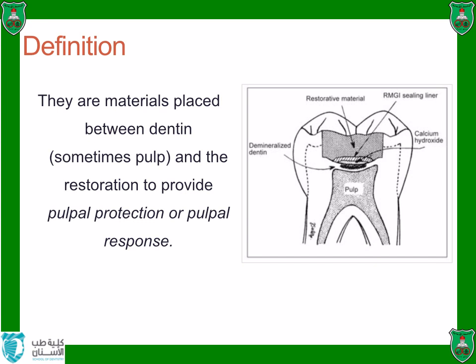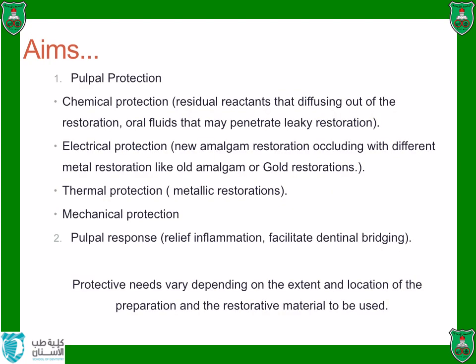In the adjacent picture, you can see that we have the calcium hydroxide and resin modified glass ionomer sealing material placed between the demineralized dentine and the restorative materials. So those two materials represent a type of liner and a base under this restoration. Now our aim is to protect the bulb and have some bulbar response.